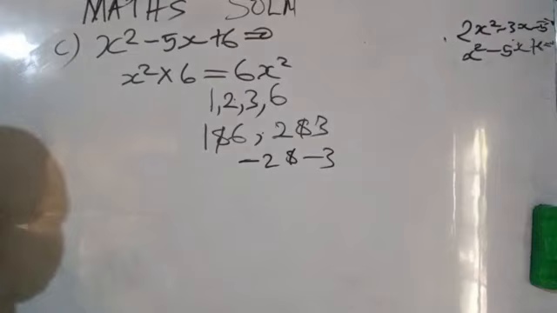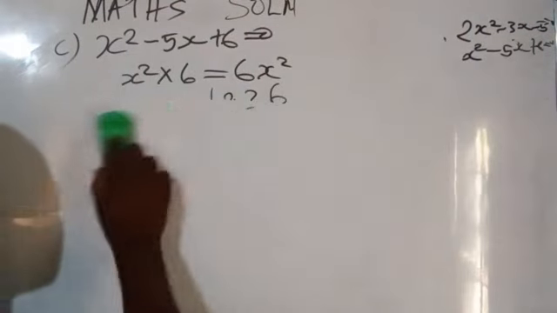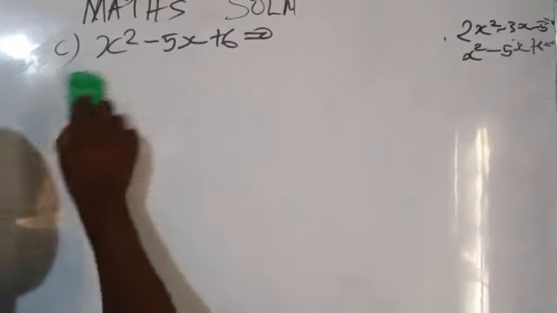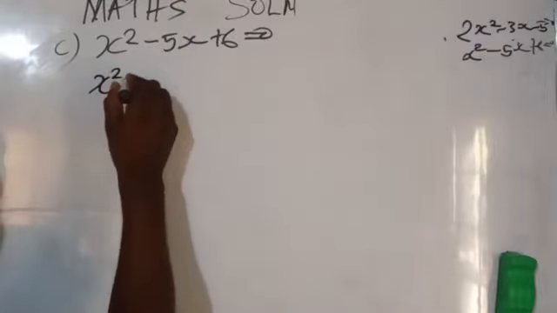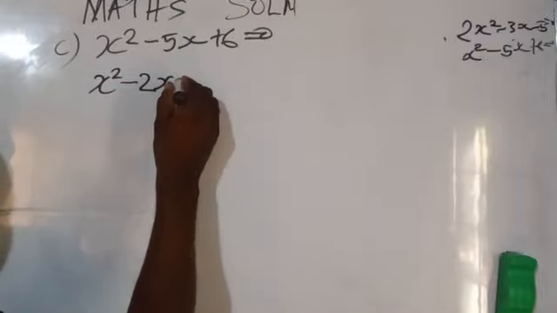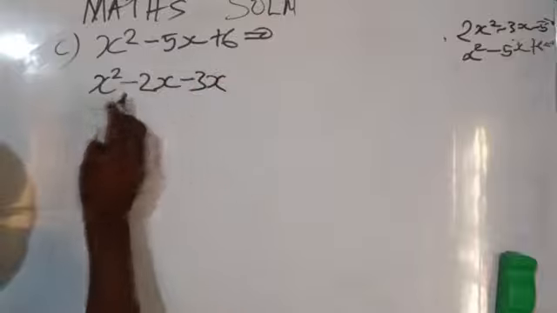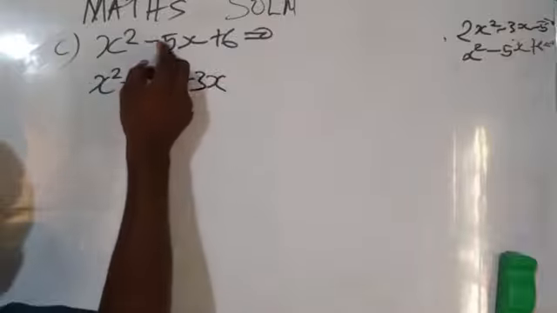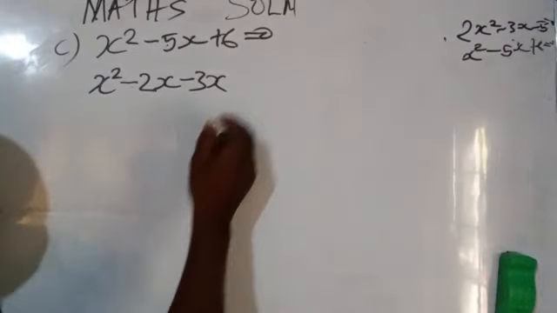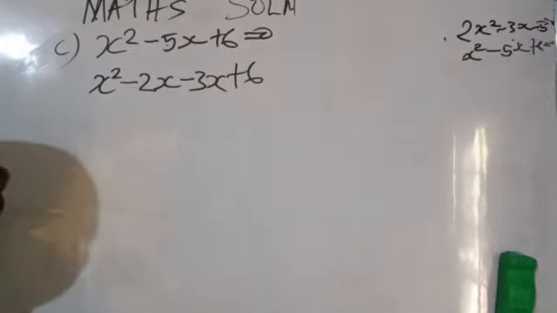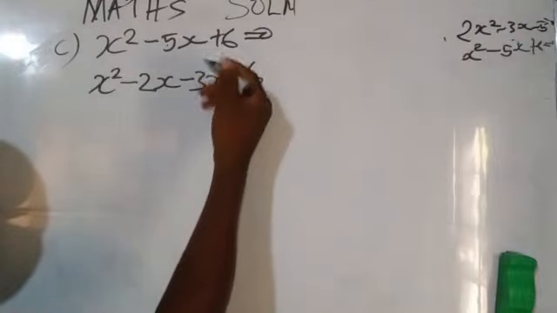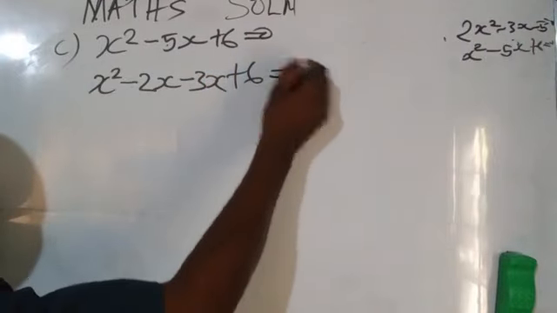Okay, good. So if we use minus 2 and minus 3, what we'll have here is x squared minus 2x minus 3x, so that minus 2x minus 3x will give us minus 5x. Okay, plus 6, because minus 2 times minus 3 will give us plus 6, plus at the last term, which is equal to 0.